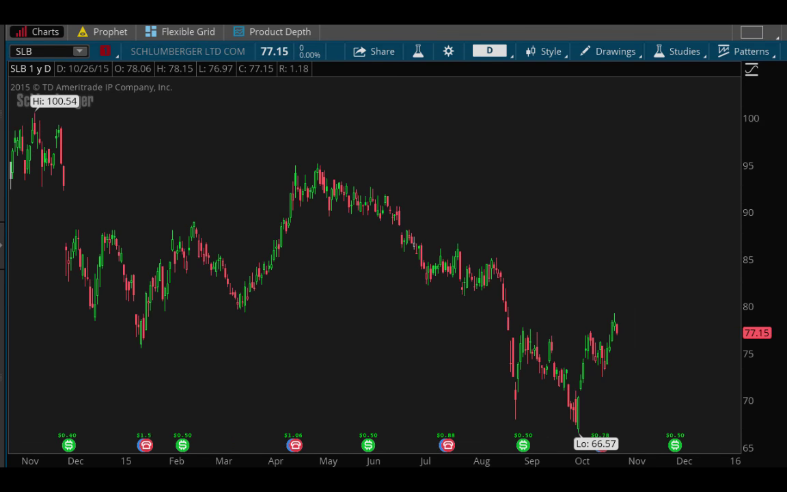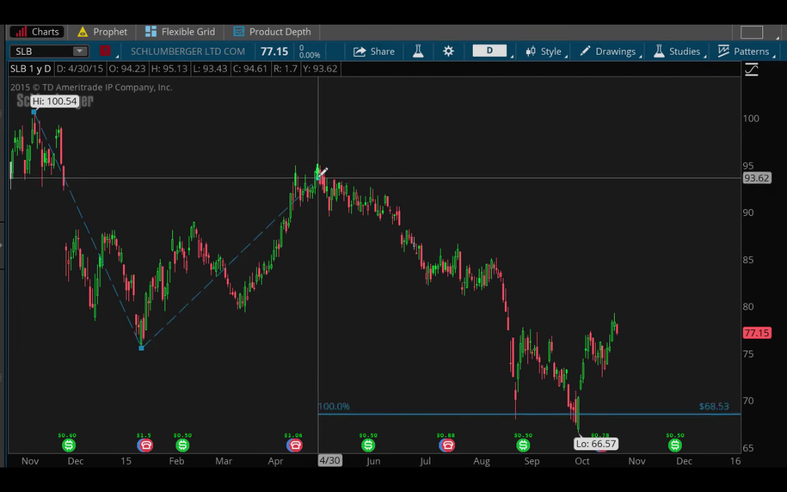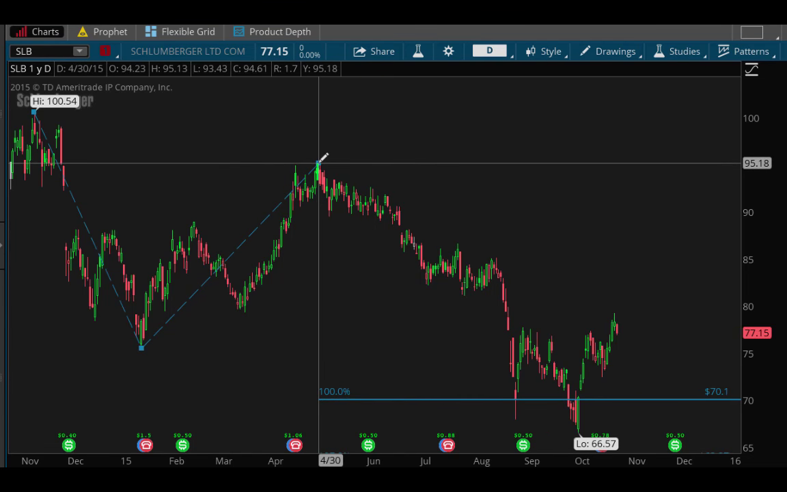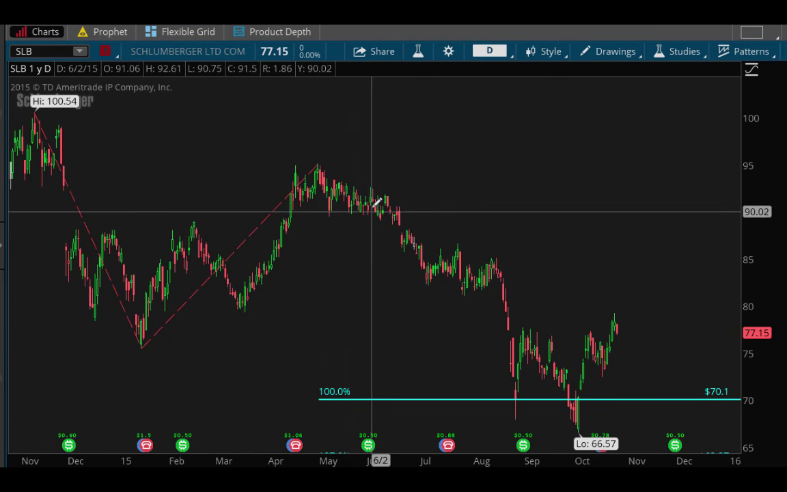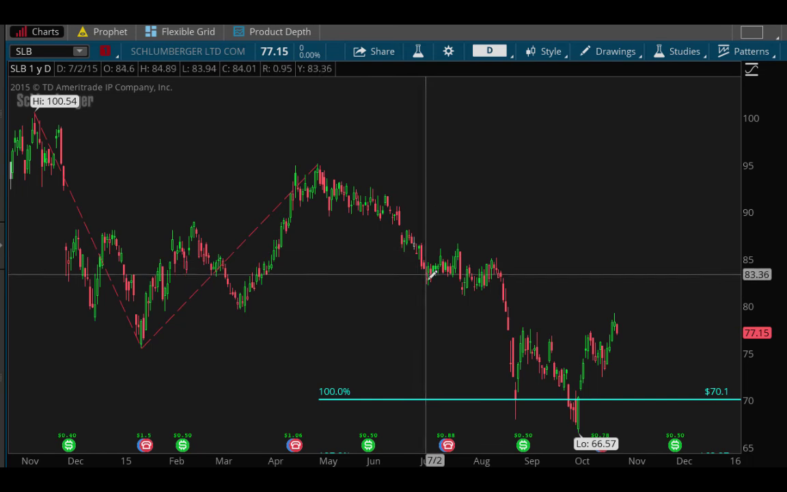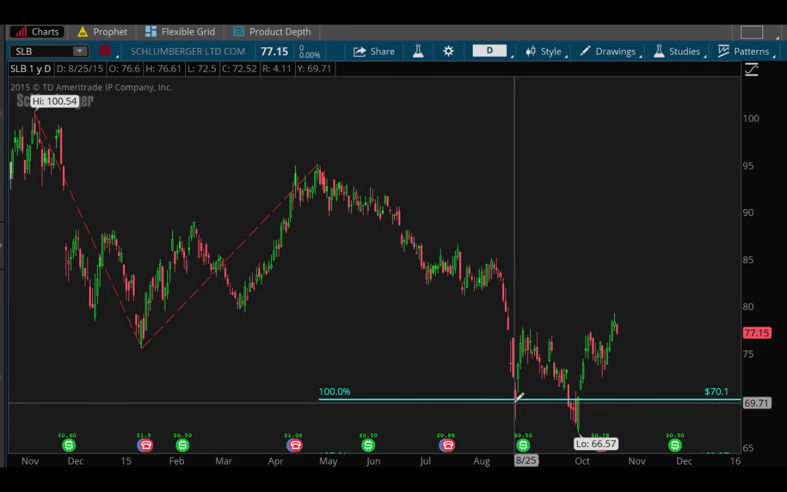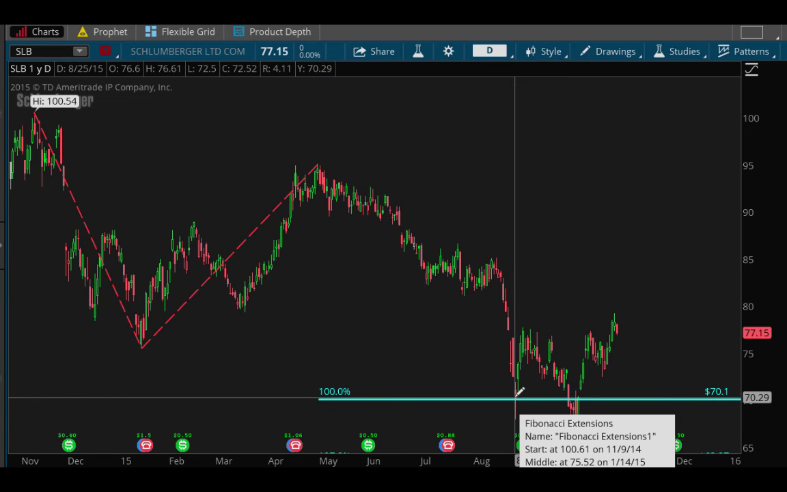Now for a downward trending stock, here's Schlumberger, and if we take from high to low on the major swings, back up to high, once this stock started to turn down again, you could ride it all the way down to the 100%. At the 100%, you can see that it closed right on that 100% level, right at 70. And this would be a good time to get out and take your profits if you were short selling this.